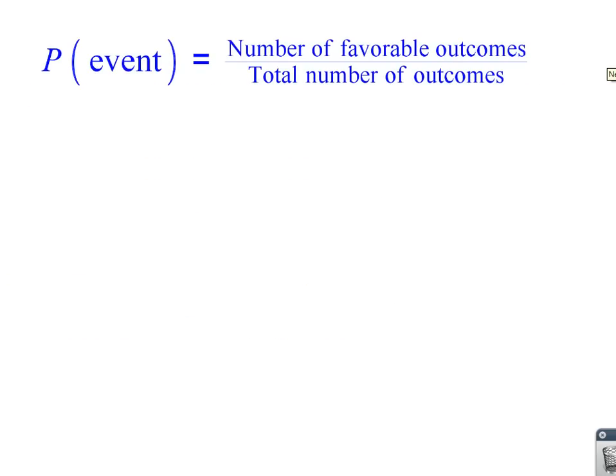And here is the equation that we use to find the probability of something occurring. We call it the event. Please copy this down. We're going to be using that in the next few examples.